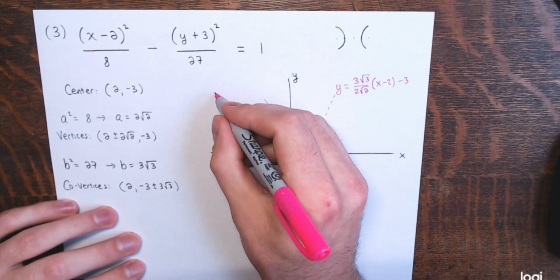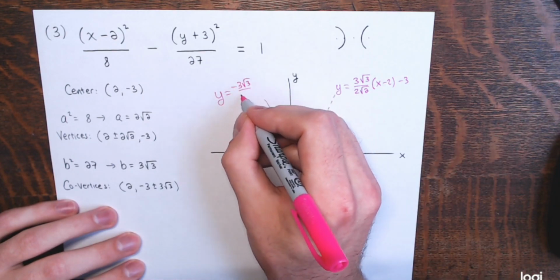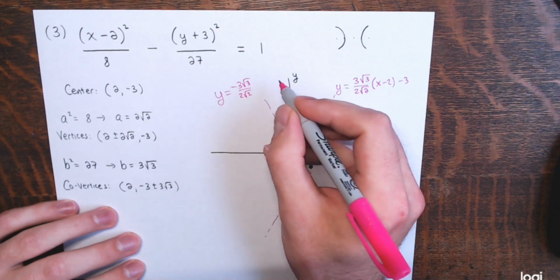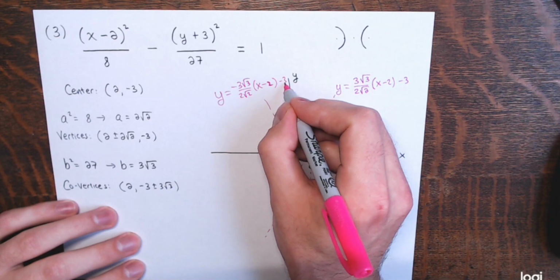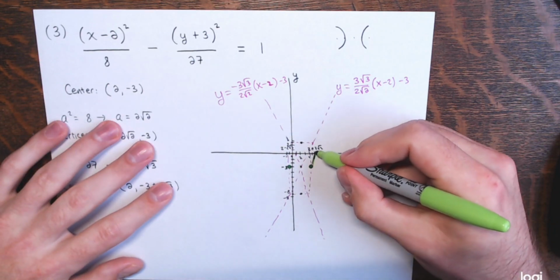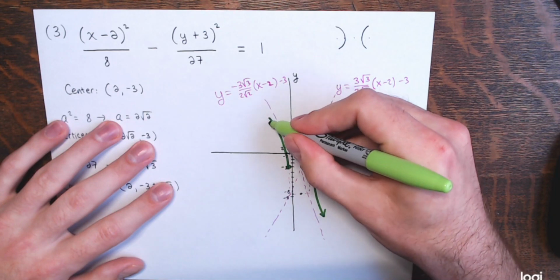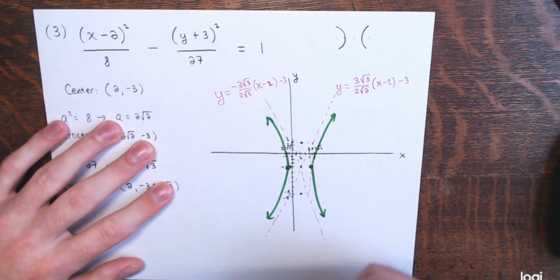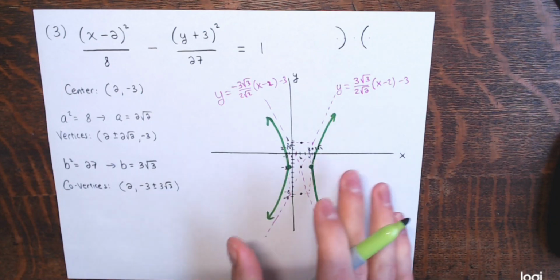And then the other one just has the opposite slope, y equals negative 3 root 3 over 2 root 2 times the quantity x minus 2, minus 3. Same equation, just a negative slope. Now that I have the asymptotes and the vertices in, I can make a rough sketch of the graph. Here's your curve, a really wide curve approaching these asymptotes as you move out. There's the hyperbola, those two curves. Again, it's a hand drawing. It's not perfect. But there should be one opening right, one opening left.